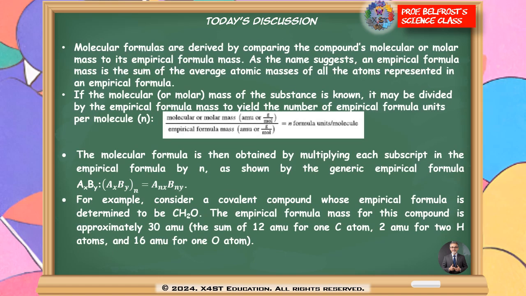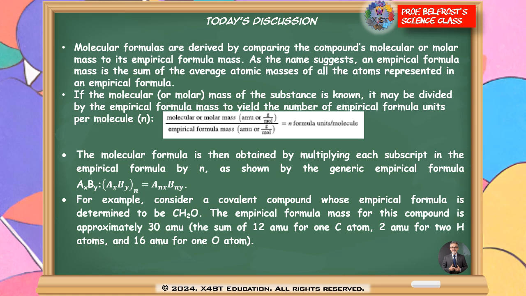So molecular formulas are derived by comparing the compound's molecular or molar mass to its empirical formula mass. As the name suggests, an empirical formula mass is the sum of the average atomic masses of all the atoms represented in the empirical formula. So here's the formula that we use to get the number of empirical formula units per molecule. The molecular formula is then obtained by multiplying each subscript in the empirical formula by n. So AxBy multiplied by n gives AnxBny.